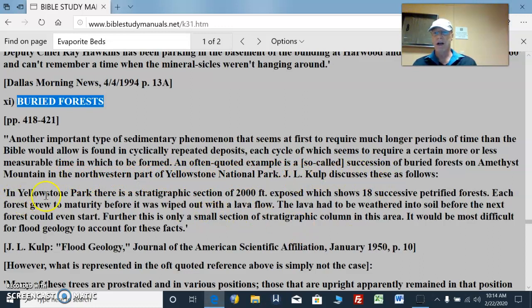In Yellowstone Park, there is a stratigraphic section of 2,000 feet exposed which shows 18 successive petrified forests. Each forest grew to maturity before it was wiped out with a lava flow. The lava had to be weathered into soil before the next forest could even start. Further, this is only a small section of the stratigraphic column in this area, and it would be most difficult for flood geology to account for these facts. Flood Geology, Journal of the American Scientific Affiliation.